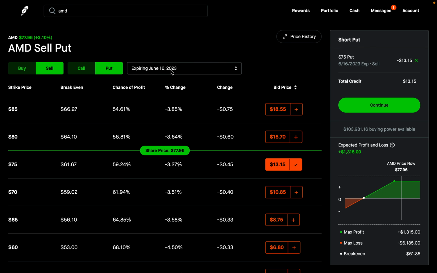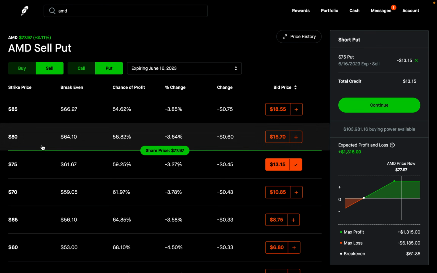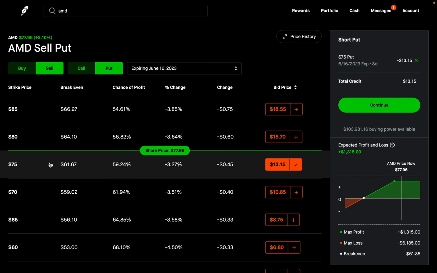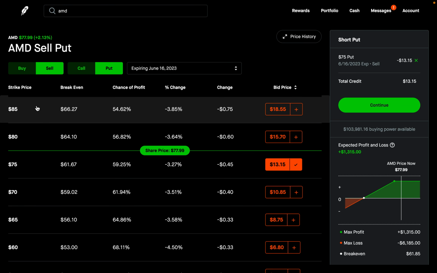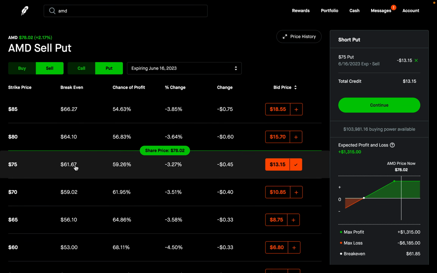One of two things is going to happen. So either the share price of AMD will be above $75, which is the strike of the put that we sold, right? It'll be at 75 or above. If that happens, this option will expire worthless and you keep the entire premium, which would be $1,315. So you just made a really nice amount of money in 11 months, right?